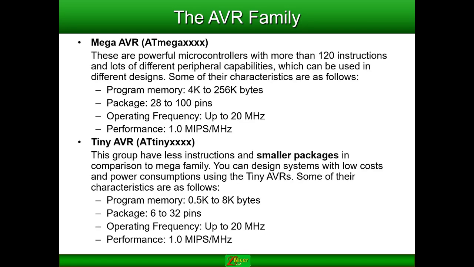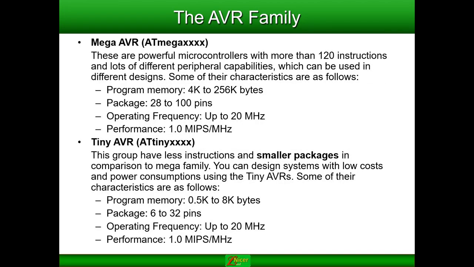Then we have our Mega AVR, the Mega chip. These are powerful microcontrollers with more than 120 instructions and lots of different peripheral capabilities, which can be used in different designs. Some of their characteristics are as follows. The program memory is from 4K to 256K bytes. Packages from 28 to 100 pins. Operating frequencies up to 20 megahertz, and performance is 1 MIPS per megahertz.